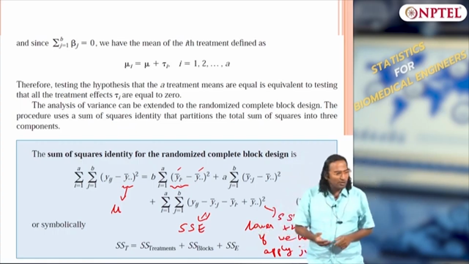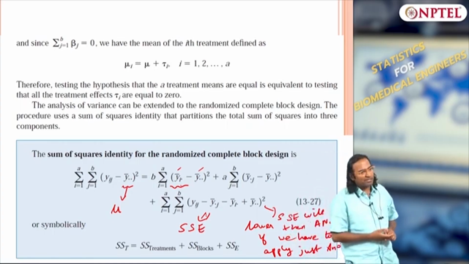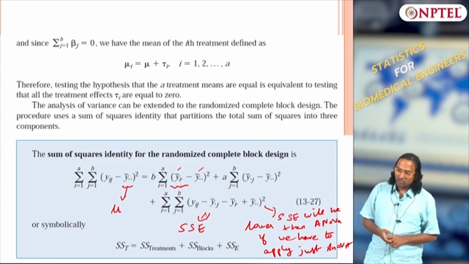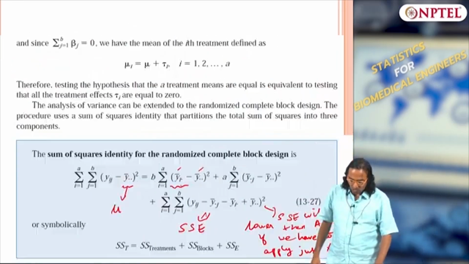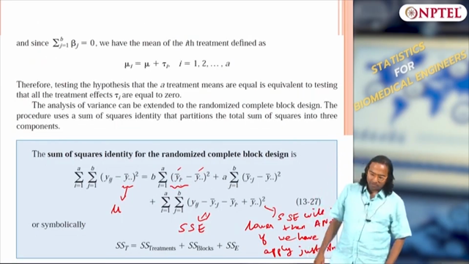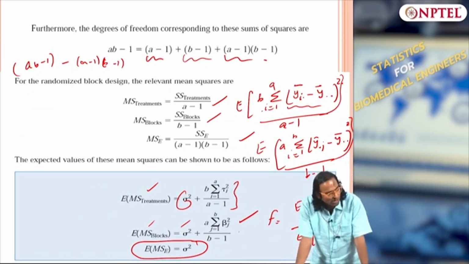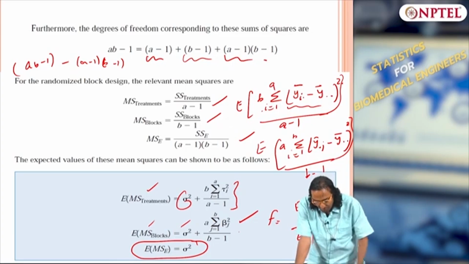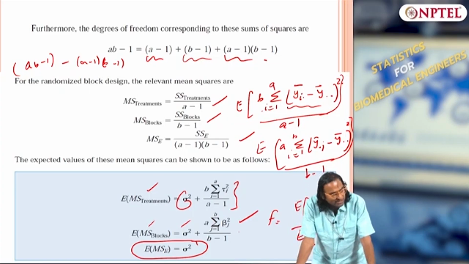So that is the reason why you want to do blocking, but notice there is a drawback: the degrees of freedom goes down, okay. So the degrees of freedom will be lesser here. We had this identity, sum square total equals sum square treatment plus sum square blocks plus sum square error, and exactly like your ANOVA, you have mean square treatment, mean square blocks and mean square error that can be derived. Mean square treatment is a function of tau i squared, mean square blocks is a function of beta j squared, and mean square error is just sigma squared.